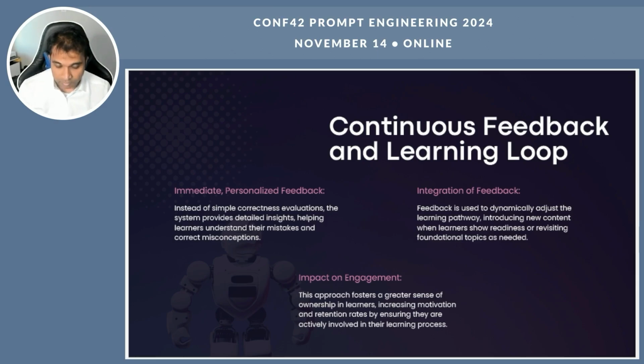Now, how is this going to impact? This approach fosters a greater sense of ownership in learners. This increases the motivation and retention rates by ensuring they are actively involved in the learning, and the enhanced learning process is actually presented to the user.